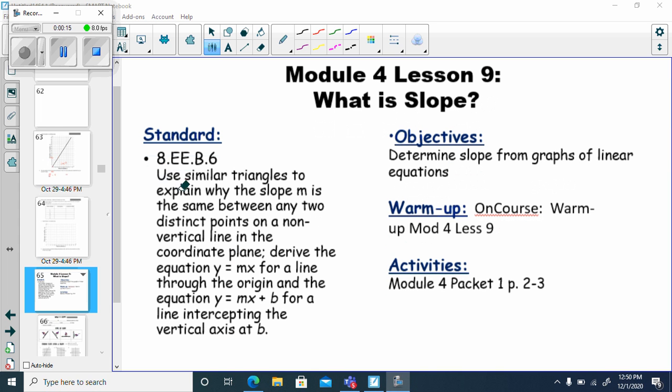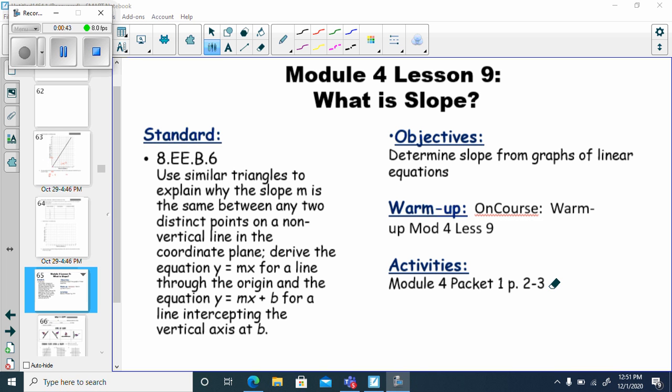This is standard 8.EE.B.6, where we're going to derive the equation y is equal to mx for a line through the origin, and the equation y is equal to mx plus b for a line that intercepts the y-axis at b. We'll talk more about this. We're mainly concerned about this y is equal to mx equation right here, which is what we have actually been doing. Now, today we're going to determine the slope from graphs of linear equations.